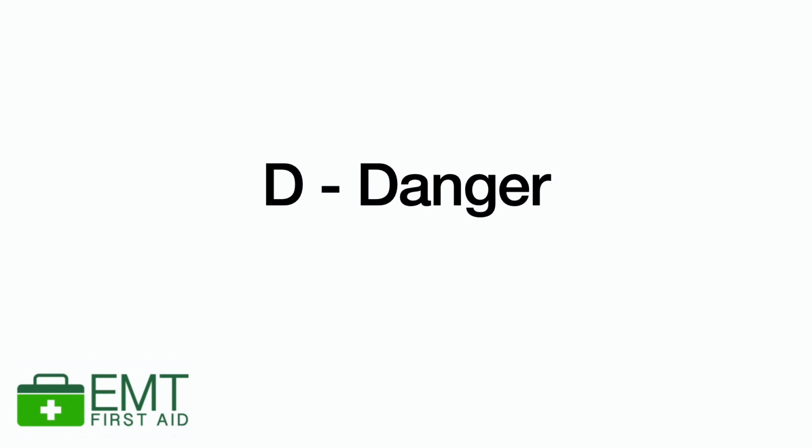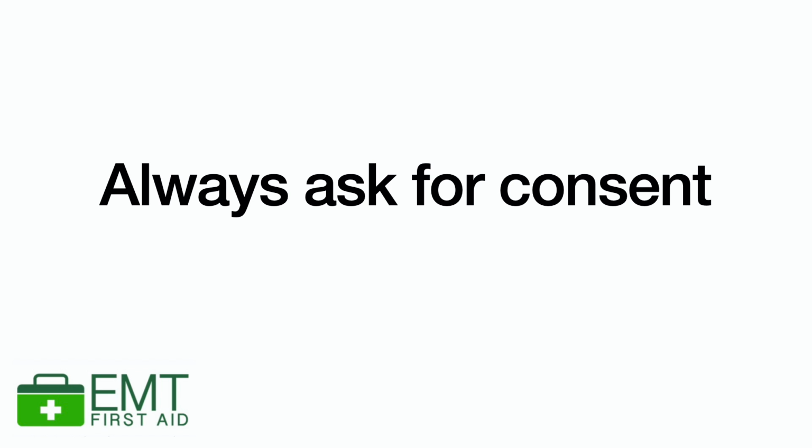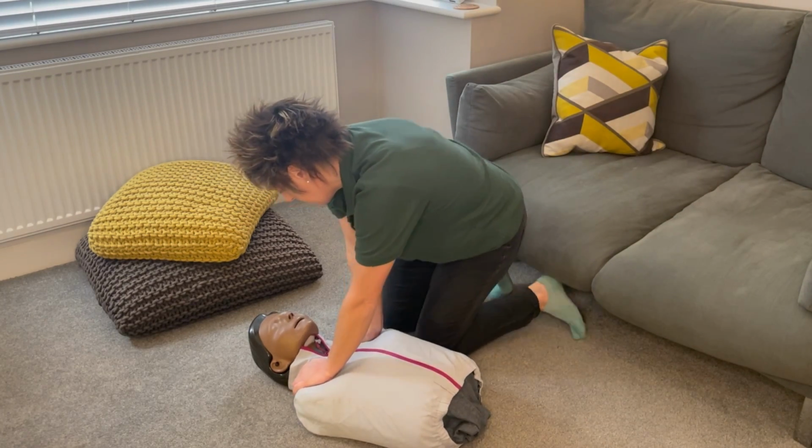Okay, so the first thing we're going to do is D for danger. We're looking, we're listening, we're smelling for things that could be dangerous. We're approaching the casualty from the feet, and we're making sure that we talk to them. We ask their consent. Hi, my name is Emily, I'm a first aider, I'm here to help you. We'll see if they respond, we'll give them a bit of pressure on their shoulders, and maybe make a loud noise to see if they respond. There is no response. So then I do A for airway.